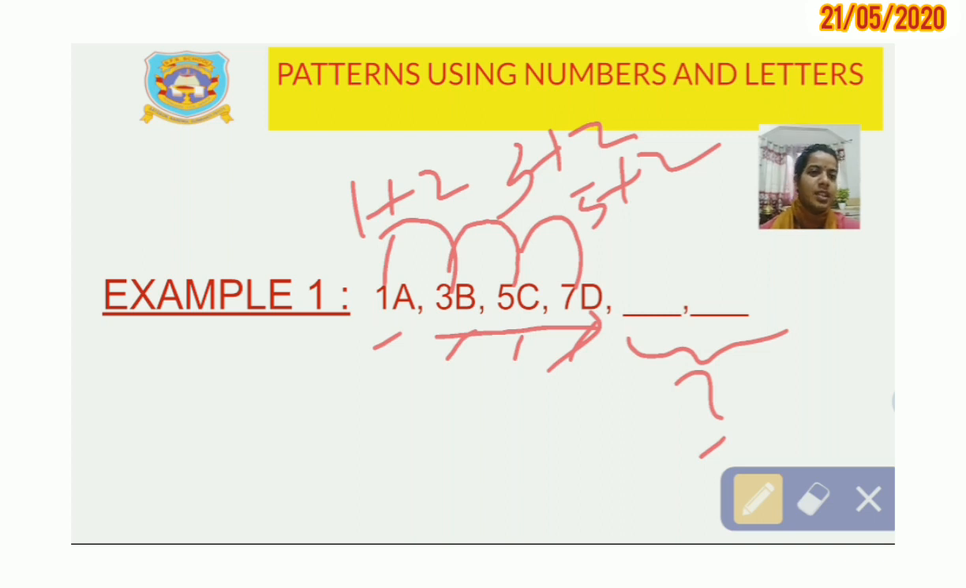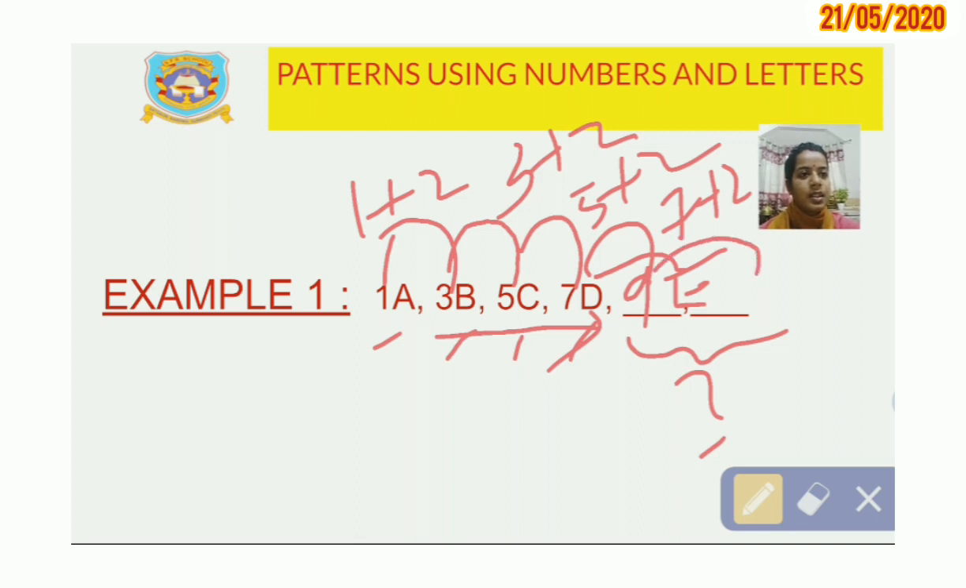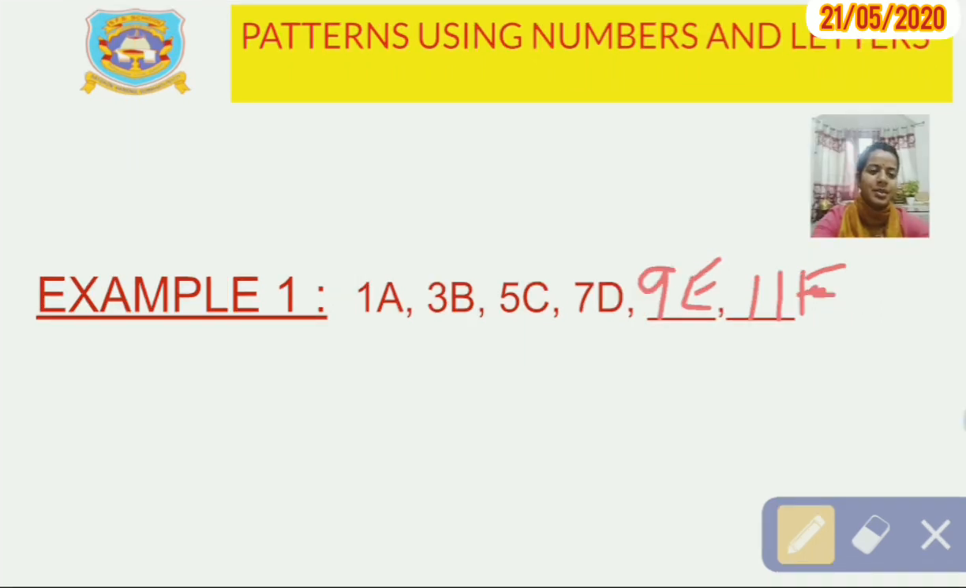Isn't it? So how we will get the fifth term? By adding plus 2 to 7, we will get 9, and after D, which letter is to be there? E. So the fifth term is 9E. Okay, and the sixth term how we will get? By adding plus 2 to 9. So 9 plus 2, 11, and after letter E, which letter is to be there? F. So the sixth term is what, dear children? 11F.